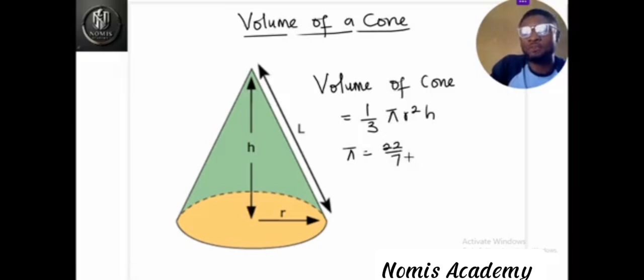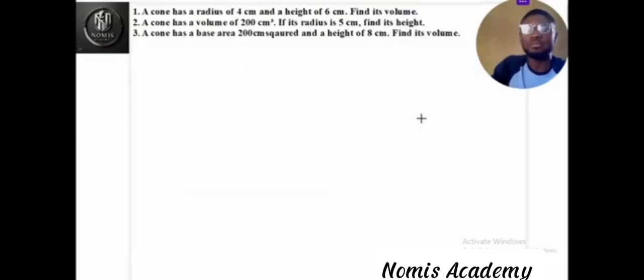Remember, pi is the ratio of circumference to diameter of any circular object, and it is constant, 22 over 7. And r is the radius of the base of the cone, and h is the height of the cone. So with this formula, we can calculate the volume of a cone. Let's take some examples to calculate volume of a cone.